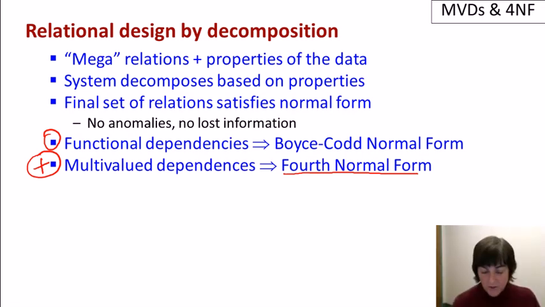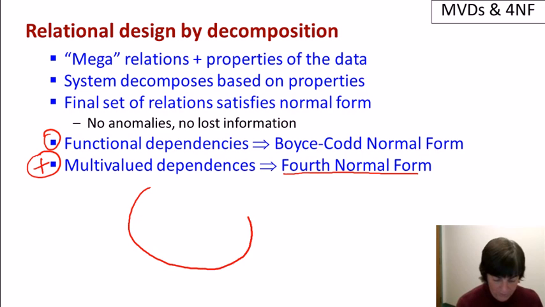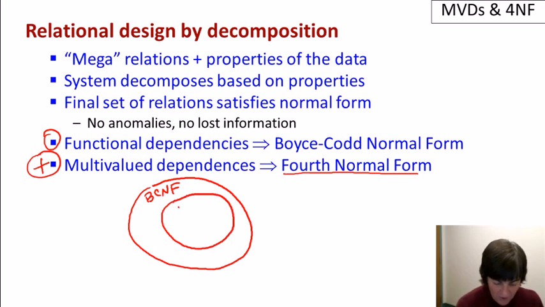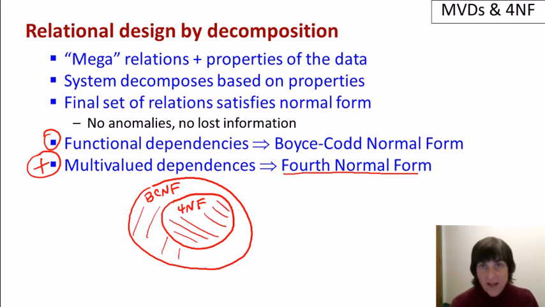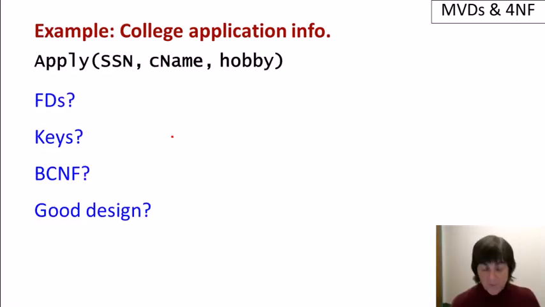As a reminder from earlier, fourth normal form is stronger than Boyce-Codd normal form. So if we have here all of the relations that are in Boyce-Codd normal form, some subset of those are also in fourth normal form. When we have functional dependencies, we can guarantee Boyce-Codd normal form, and then when we add multi-valued dependencies, that's what allows us to narrow down to the stronger property of fourth normal form. So let's start with an example.